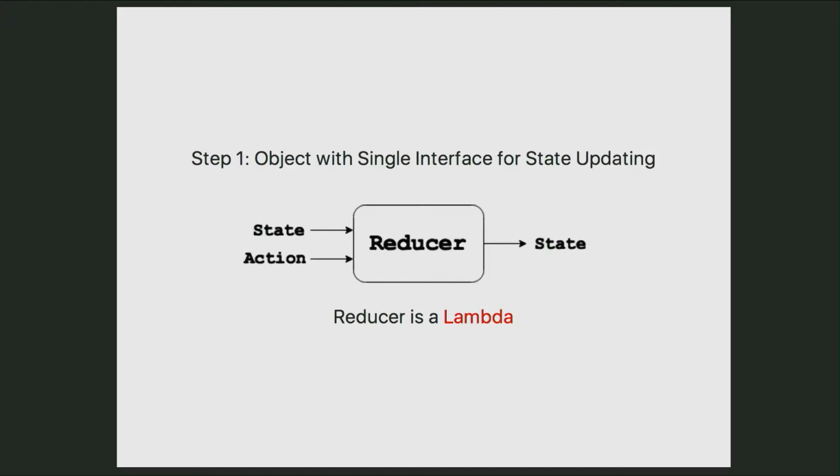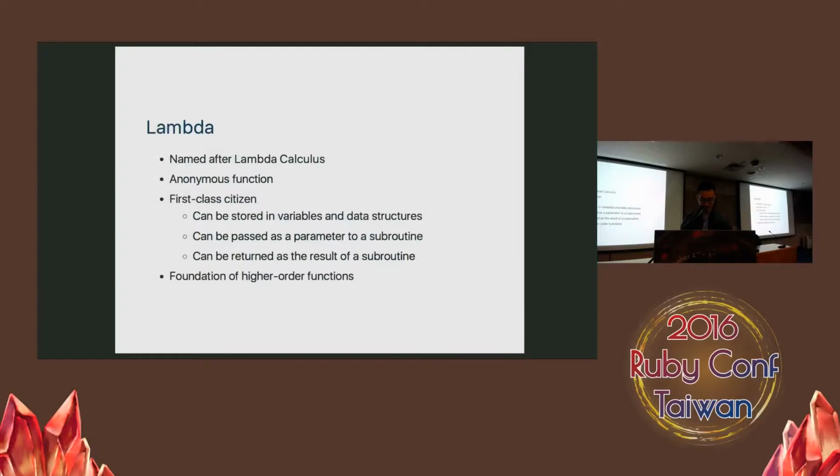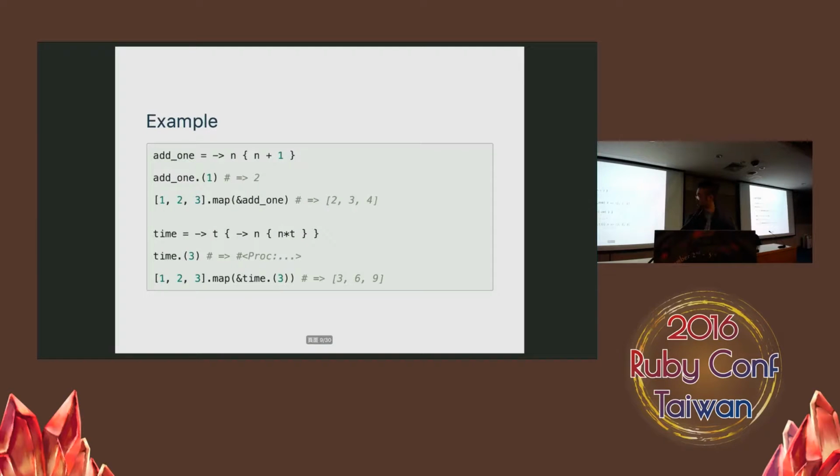So the building block of Redux is the reducer. So what is a reducer? Well, it's a function, really, but it's more than just a function. It must be able to pass as arguments. It's a lambda. Wow, lambda sounds cool, right? So what is a lambda? Well, lambda comes from lambda calculus, actually. And it is essentially an anonymous function, which means functions with no name. And lambda is a first-class citizen, which means it can be defined anywhere, and can be passed as a parameter, and can be returned as a result. So lambda is the foundation of higher-order functions. I will show you what that means.